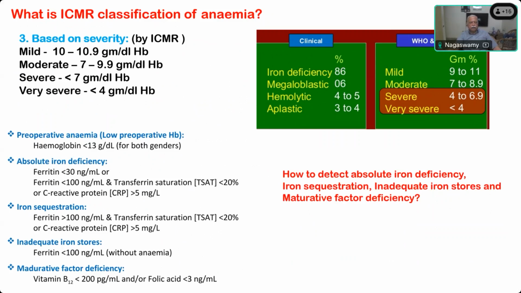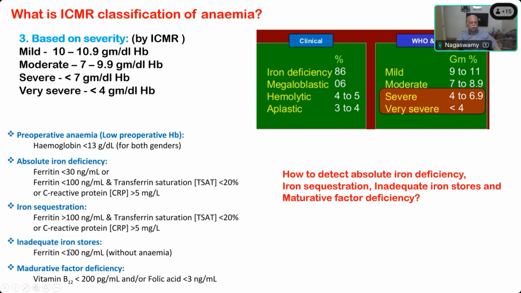Deposition of iron in the pancreas affecting the function of the islets of Langerhans produces a condition mimicking diabetes. Okay, that is called bronze diabetes. And this iron sequestration, you decide when the ferritin levels are normal, more than 100, transferrin saturation is less than 20, and C-reactive protein is also elevated.